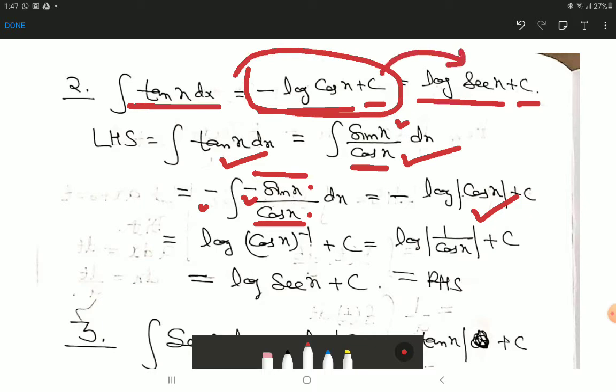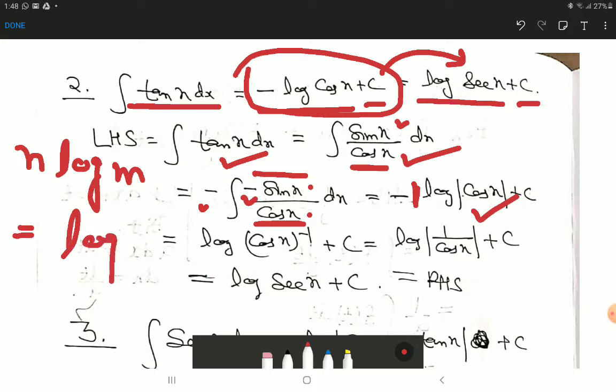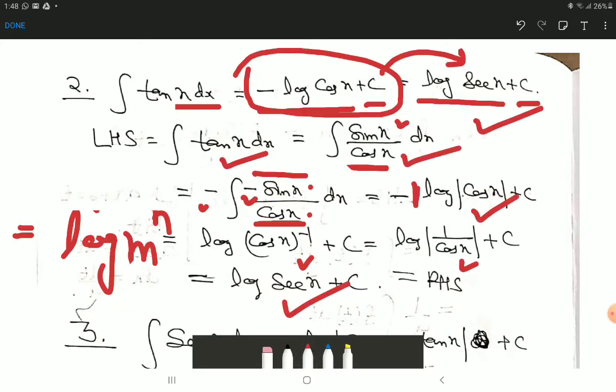Minus log cos x may be rewritten as minus 1 times log cos x. So it is just like n times log m. And you know, and you have done in differentiation, n times log m is equal to log of m raised to the power n. So minus 1 times log cos x is log of cos x whole power minus 1. And cos x whole power minus 1 means 1 by cos x. And 1 by cos x means sec x. So this is the second answer. This also we have obtained. Moving to next formula.